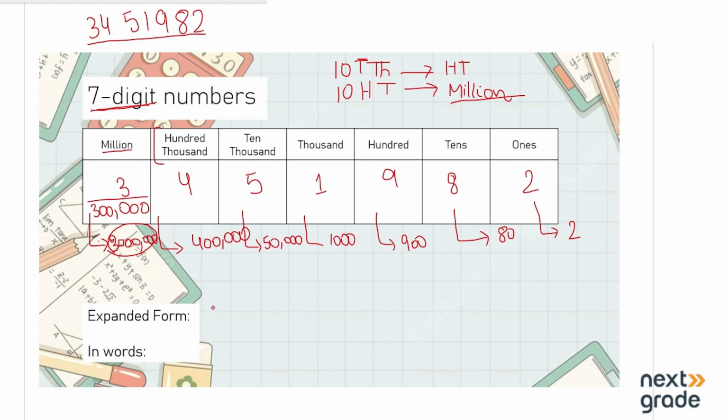Now let's write it in this expanded form, तो हम इसको लिखेंगे 3 million. Then we have 400,000, sorry इधर एक और 0 आएगा. Then we have 50,000. Let's be quick. Then we have 1,000. Then we have 900, and then we have 80, and then we have 2. Okay, so this is how you write it in the expanded form.